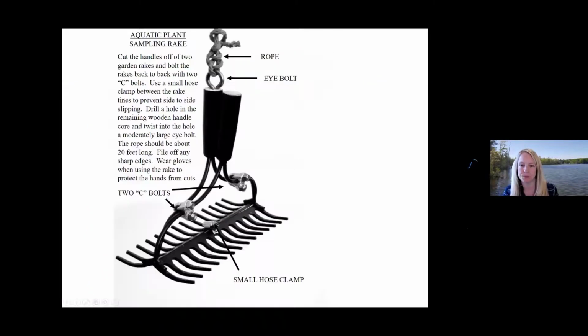Next slide. All right, here is the high-tech aquatic plant sampling tool that you will use to collect plants. And don't laugh, because that's what we use too. They work really well. And you can make these yourself by just taking a couple of garden rakes, cutting the handles off, bolting them together with C-bolts and a hose clamp, attaching an eye bolt, screwing it into one of the cutoff handles, and attaching a rope that you can throw. We have a copy of this diagram on the website, and these make really effective plant sampling tools.